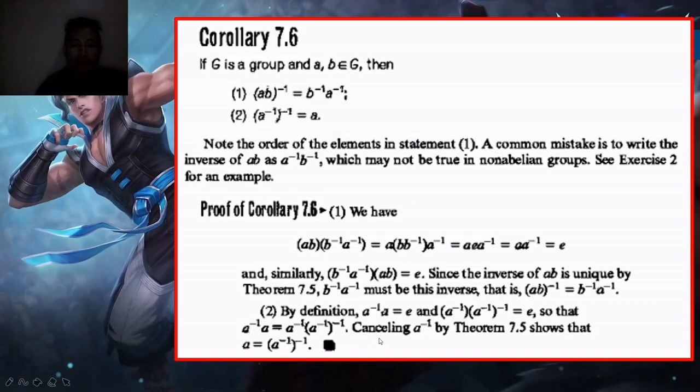Tama. So, meaning, class, equal silang duha. Then, by canceling A inverse, ma-cancel man yung A inverse, katong AB is equal to AC. B equals C. So, canceling A inverse by Theorem 7.5, the theorem from earlier, shows that our A is equal to the inverse of the inverse of A. Okay na. Ang part number 2.